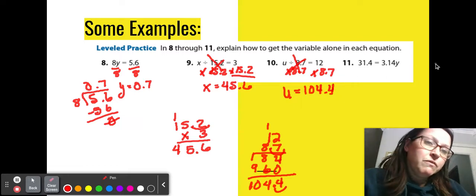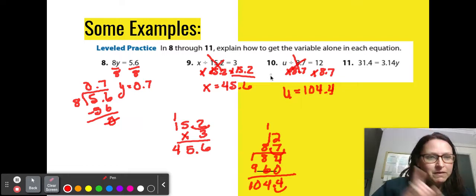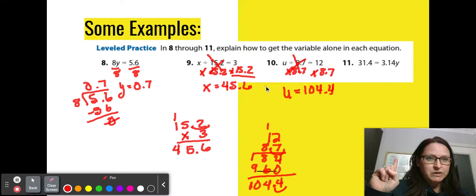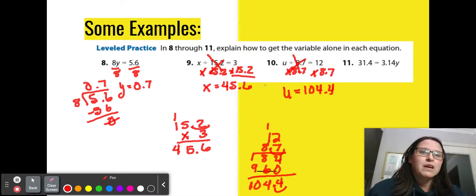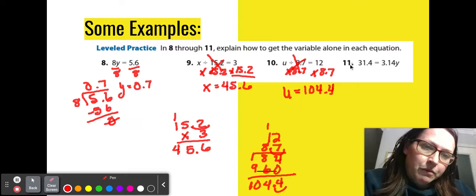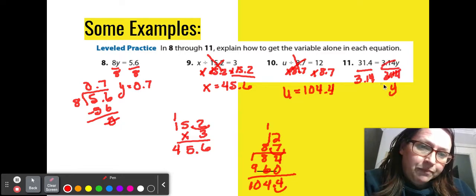Let's look at number 11. 11 says 31.4 equals 3.14y. What's my variable? My variable is y. What are they doing to it? They're multiplying it by 3.14. So how do I do the opposite? I divide both sides by 3.14. So I'm going to divide 3.14 here and divide 3.14 here. 3.14 cancels out, and I have y.